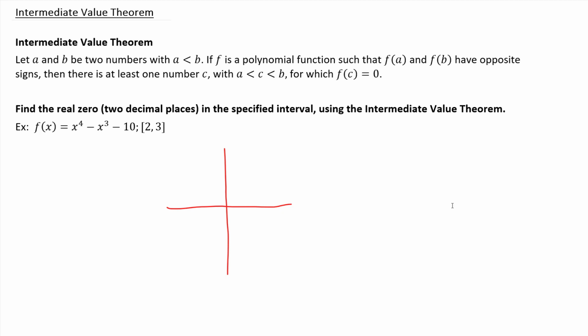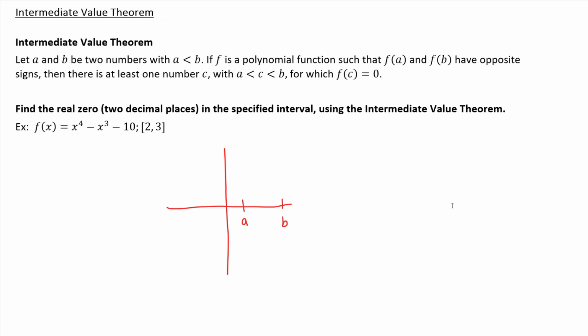So again, a is less than b. They could both be positive, they could both be negative, one could be positive and one could be negative. It doesn't really matter. So I'm just going to pick a place for a and another place for b. You can see a is less than b because it's to the left. And then I'm going to draw a curve that represents f, and it's a polynomial function.